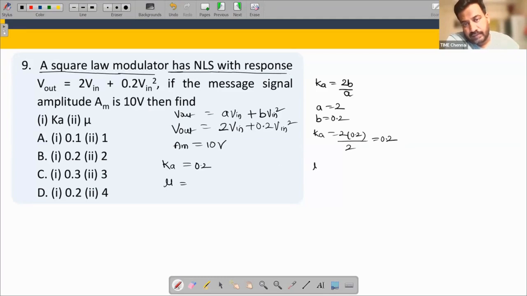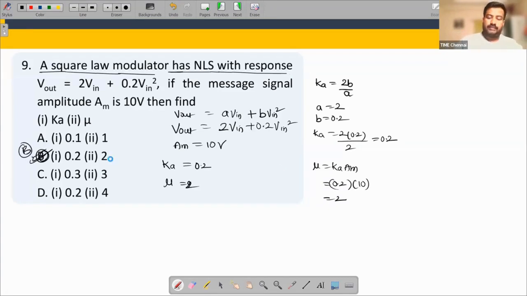Mu is Ka into Am, 0.2 into 10. Mu is 2. So 0.2 and 2. Option B is the answer.